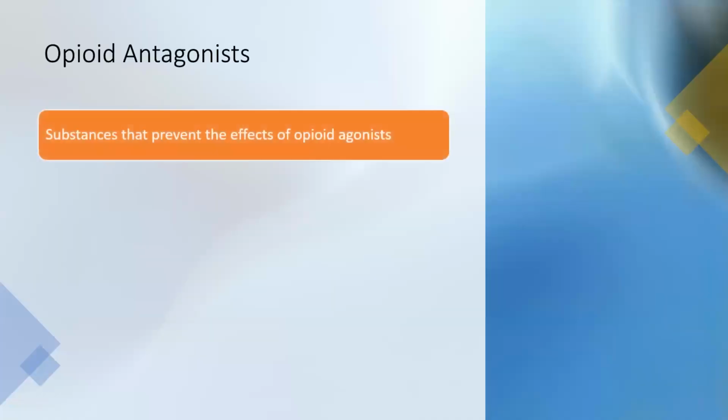Next, we have the opioid antagonists. These are substances that prevent the effects of the opioid agonists.